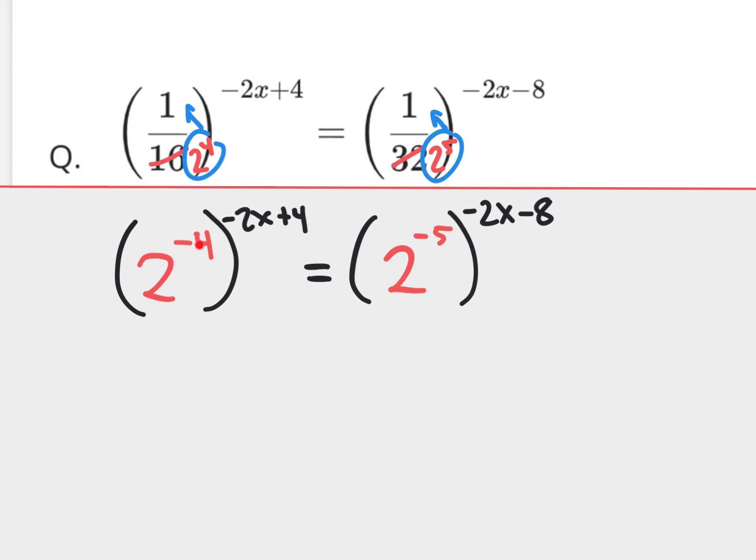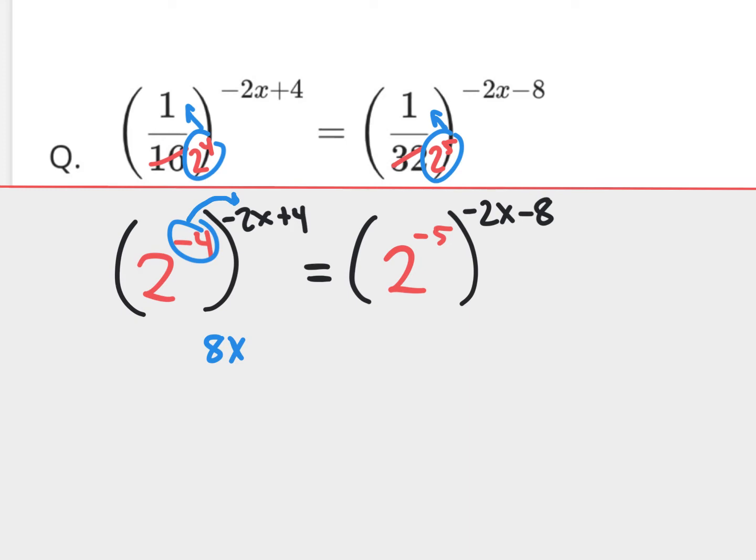A power to a power. This one's a number, this one's a binomial. I need to multiply power to a power. So when I multiply the negative 4 times the binomial, I'm going to have to distribute the multiplication of negative 4. So let's distribute negative 4 times negative 2x, that's positive 8x.